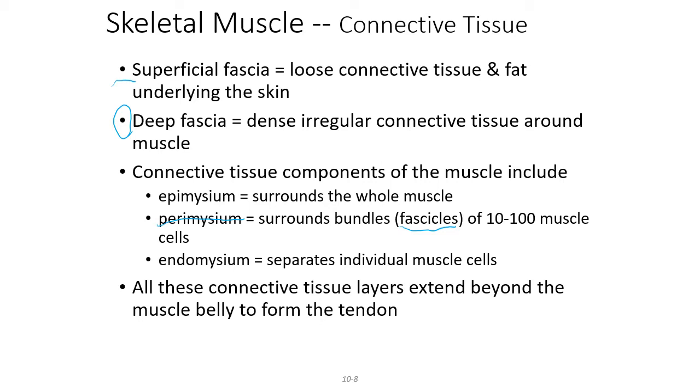And that perimysium is going to bundle up 10, 15, 20, 50, 100 cells within the muscle, depending upon how big the muscle is and what the muscle's intended job is. And then each individual cell, which is inside that fascicle, is surrounded by endomysium. And so each individual cell has its own connective tissue that surrounds it as well.